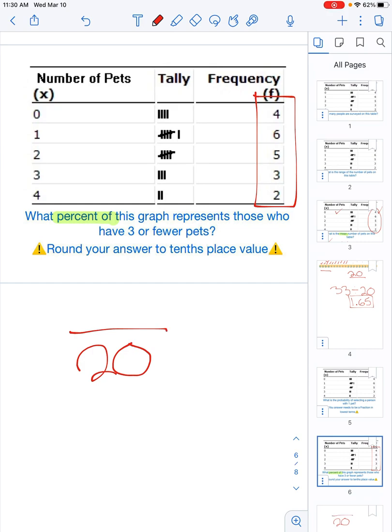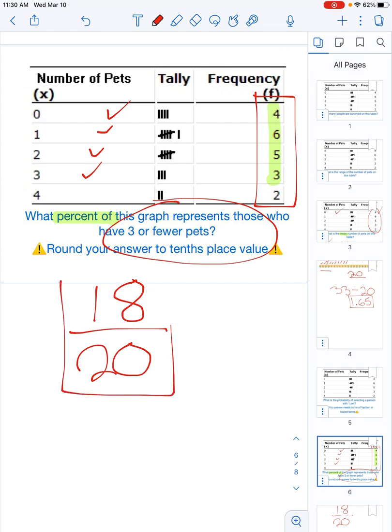This question says we want to find which part of this graph represents people that have 3 or fewer pets. All right. Well, we got to add them up. We got to take this group here and this group and this group and this group. It means 3 or less. So now we're talking about those 4 groupings right there. And when I add them all up, that's 18 out of 20.